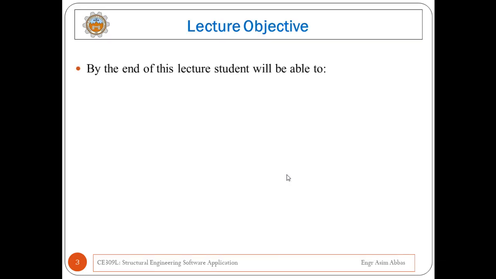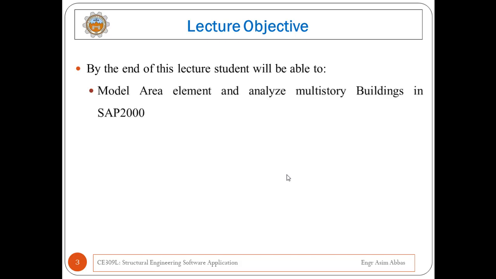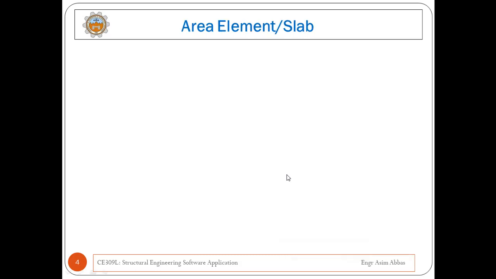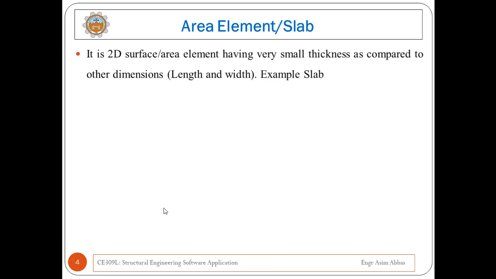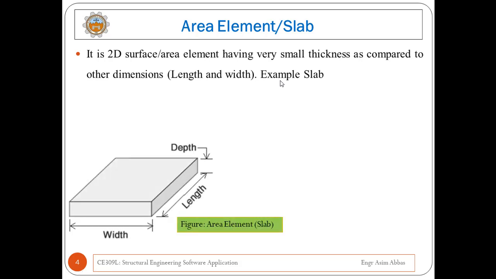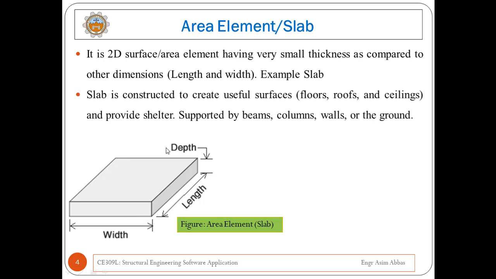Lecture objective: by the end of this lecture, the student will be able to model area element and analyze multi-story building in SAP2000. Now, what is area element or slab? It is basically a 2D surface or area element having very small thickness as compared to the other dimensions, length and width, and the best example of area element is slab. In the figure, area element is shown whose length and width are more as compared to the depth.